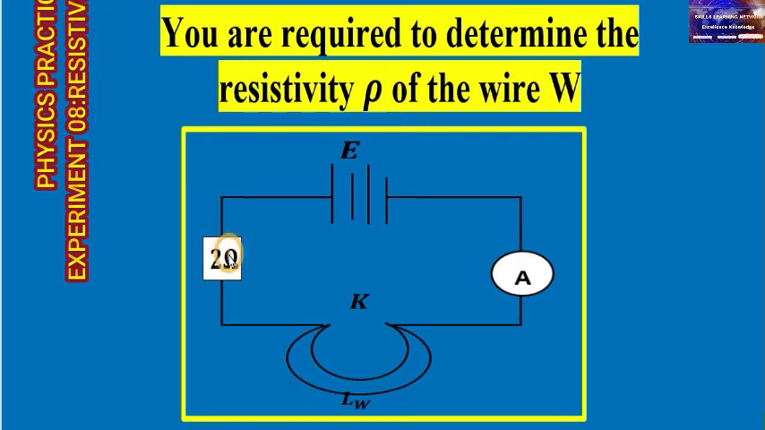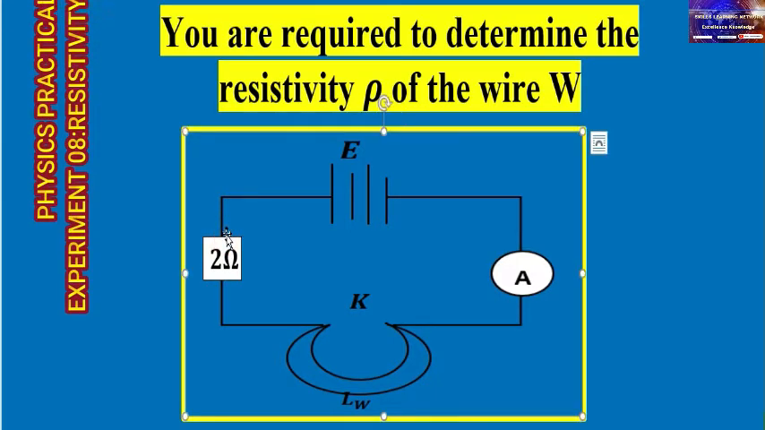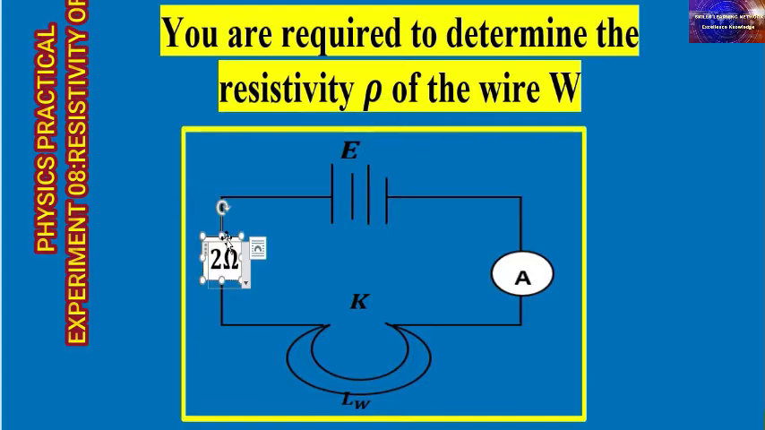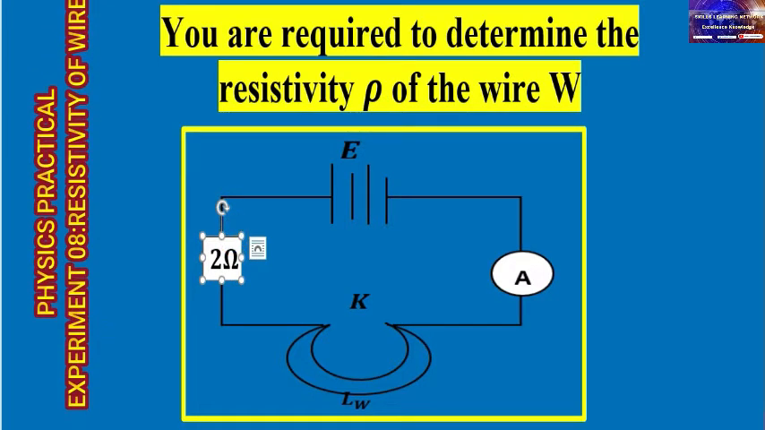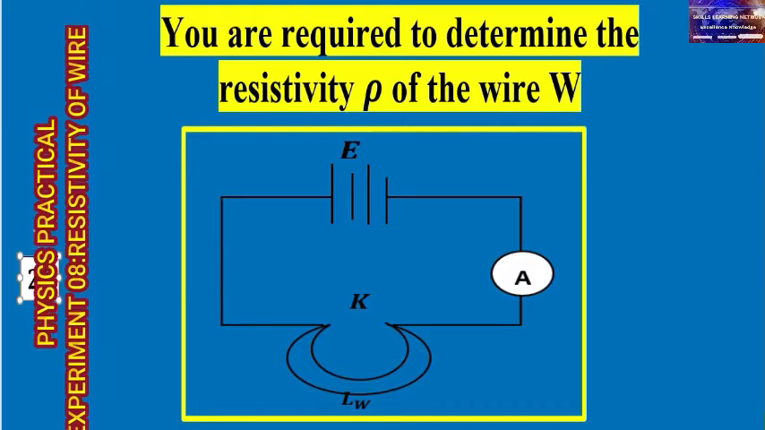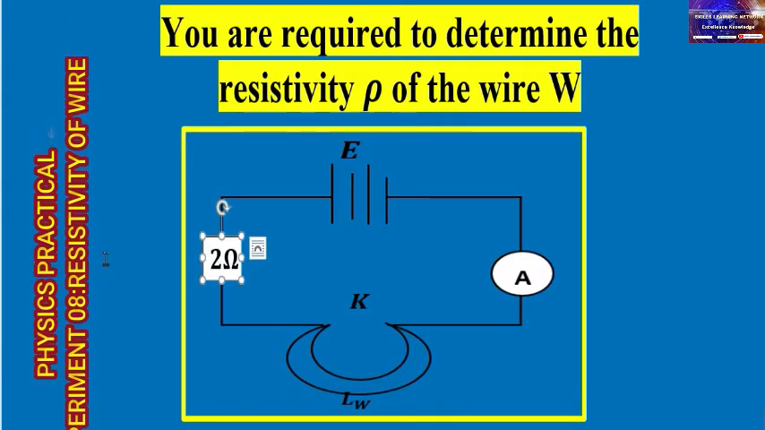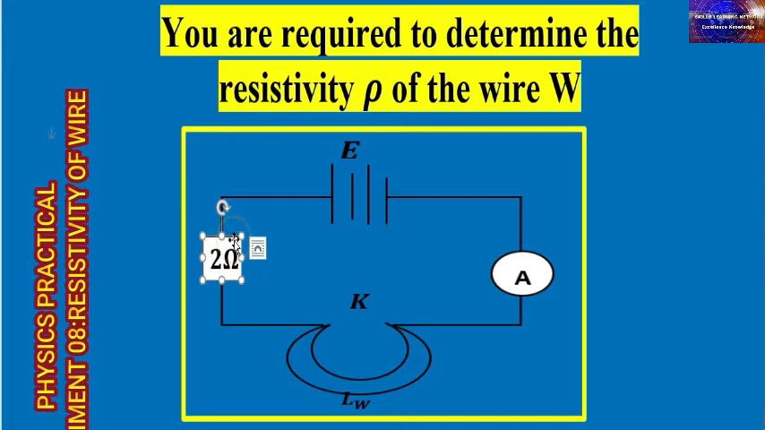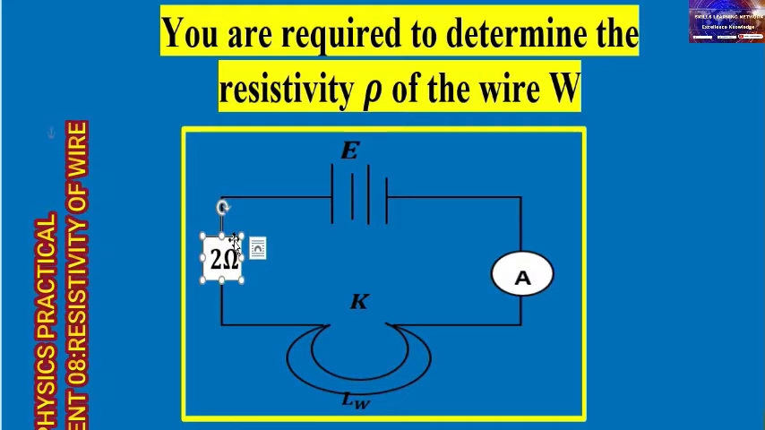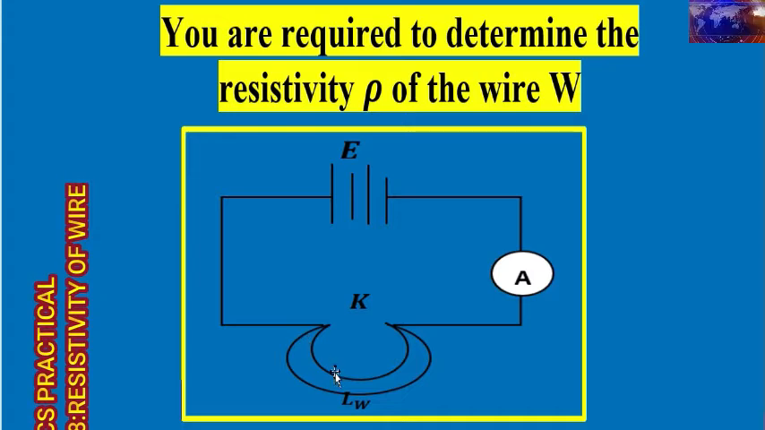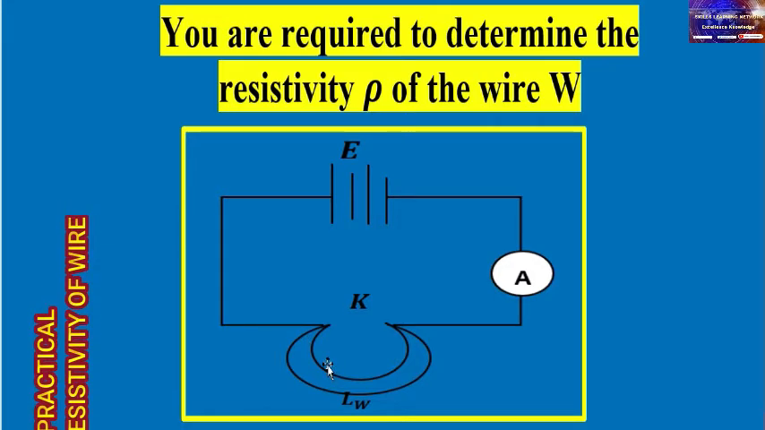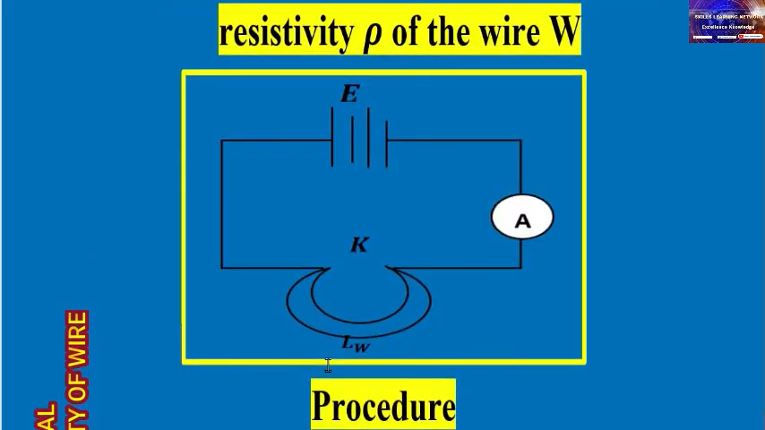But for today, experiment number 8, we are going to remove this one resistor to this side. So how are we going to solve this question with only the one resistor of the resistivity wire? That is our circuit, and that is our experiment number 8.